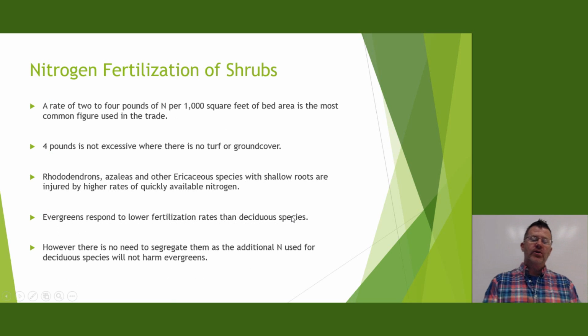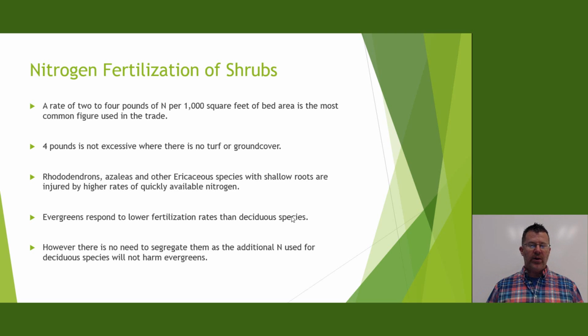All right, nitrogen fertilization of shrubs. A rate of 2 to 4 pounds of nitrogen per 1,000 square feet of the bed area is the most common figure used in the trade. 4 pounds, however, is not excessive where there is no turf or ground cover. You can use the 4 pounds.